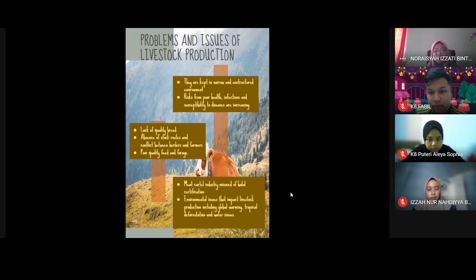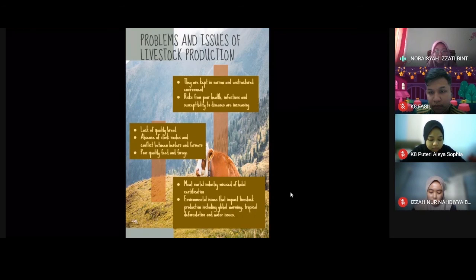And the fifth point is the poor quality feed and forage. This might be because of the environment, and also the farmers do not have proper practice before handling the animals. So in order to solve this, maybe the farmers will need to have a basic education in order to take care of the animals or the cattle in the right way. So next, I'm going to pass to the next presenter.